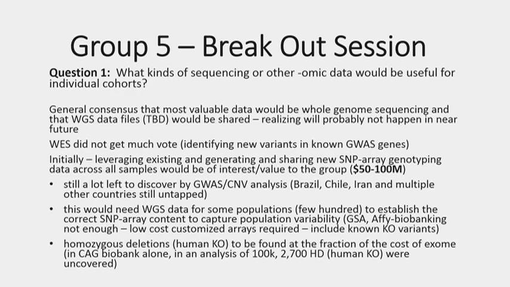In terms of addressing the question of what kind of sequencing and other omics data would be of most value for these cohorts, there was clearly a general consensus that whole genome sequencing data would be most valuable, but there was also a realistic view that this is probably not likely to happen immediately. It will probably take a few years to become real. Whole exome sequencing didn't really get a high score. It was felt that this would mostly be identifying new variants in known genes already picked up by GWAS.